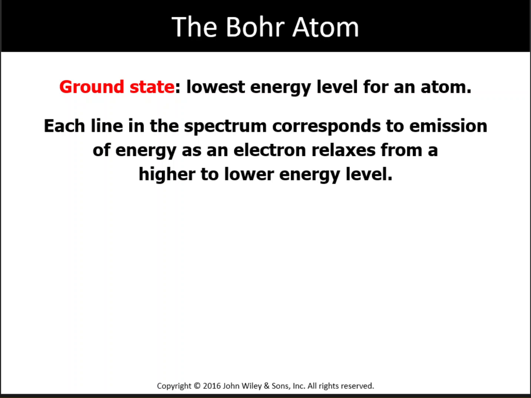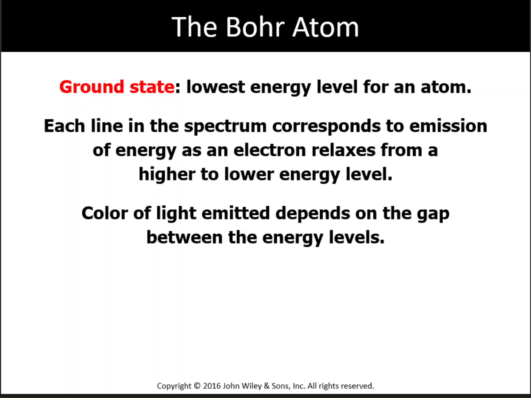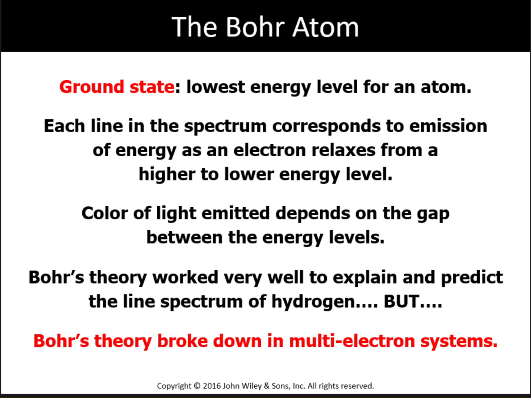Now, each line in the spectrum corresponds to emission of energy as an electron relaxes from a higher energy level to a lower energy level. Now, the color of the light depends on the energy that's being released. So Bohr's model, just what we showed you, perfectly explained the emissions, the lights, and the colors.